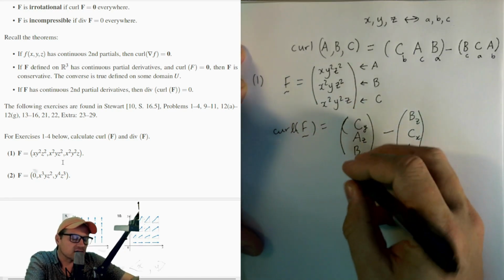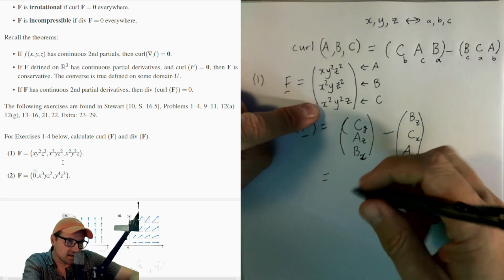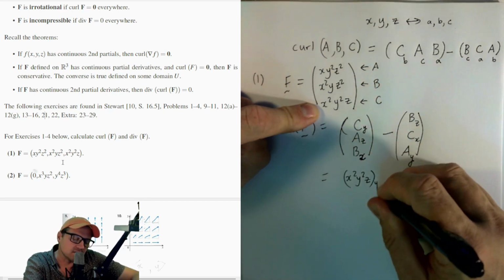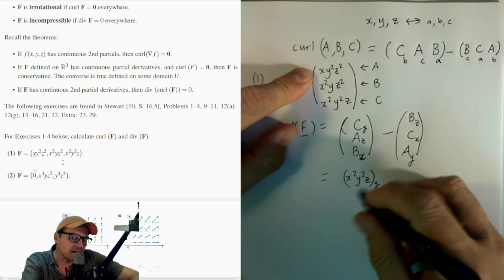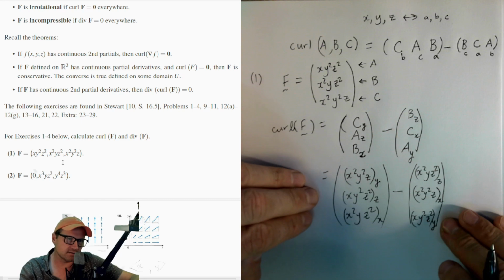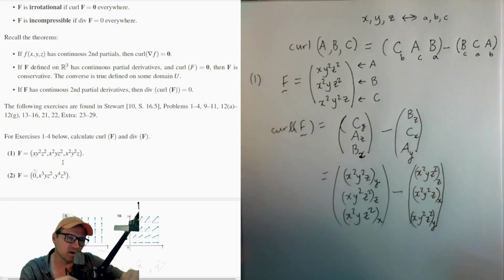Okay, so simplifying this, we'll take this third entry here, and I'll continue to use the subscript just because it's easy. Then the first one is our uppercase A, and then we have uppercase B. Okay, so here we have this. Now simplifying this, we need to take partial derivatives.